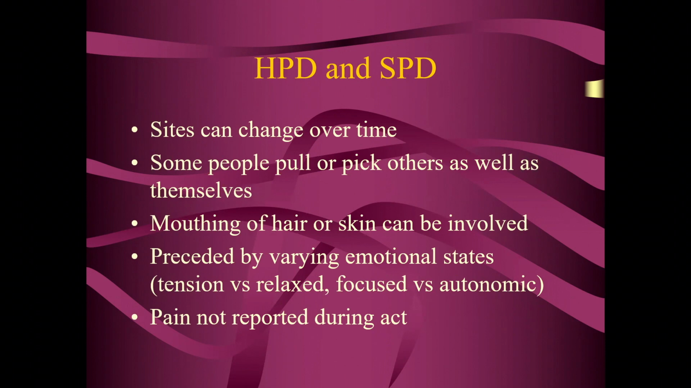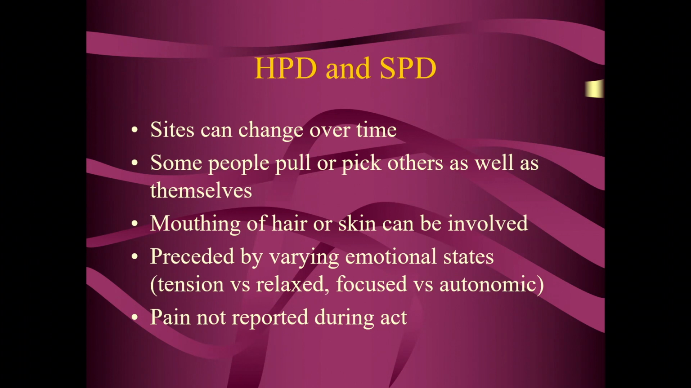With both of these disorders, you have to note that the sites can change over time. They're not always consistently picking or pulling at one site. There are some people who will pick and pull at others as well as themselves. I have had patients who will pick and pull at a loved one or a romantic partner, usually. Sometimes at a child; a mother will pick or pull at a child. This is not considered something like a factitious disorder or Munchausen's by proxy or anything like that. So again, you need to be aware of that.